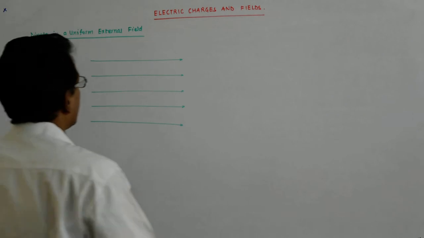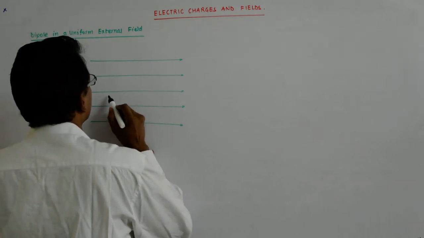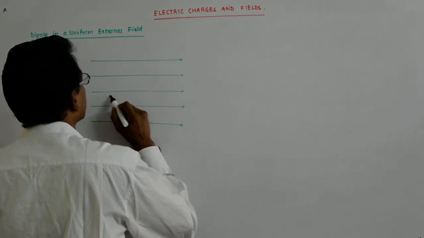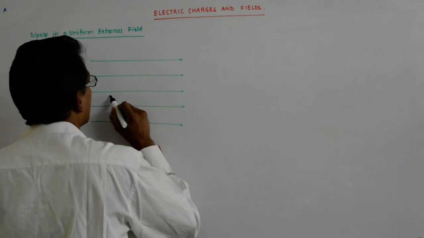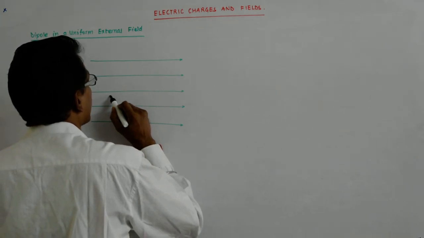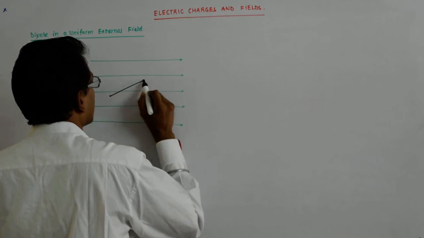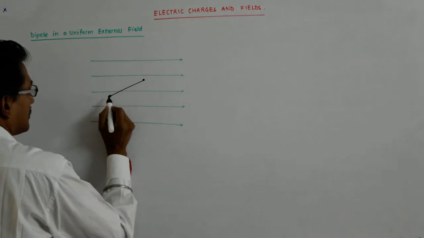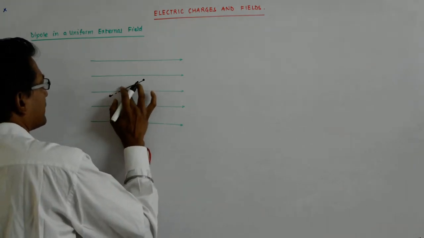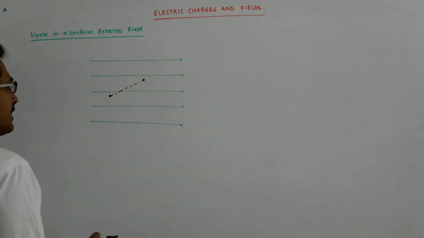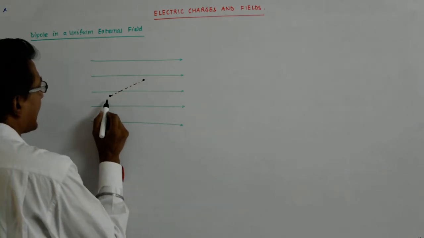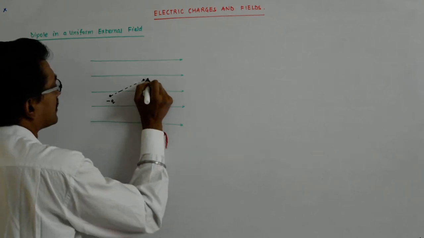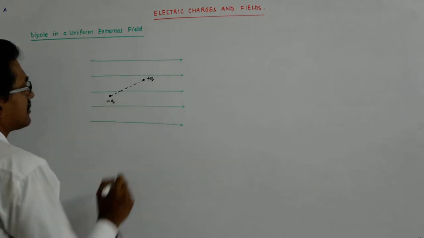Now, if that is the case, let us say our dipole is like this. Obviously, there is no physical connection. I'm just showing it because this is the line connecting the two charges. Let the negative charge be here, minus Q, and let the positive charge be here, that is plus Q.